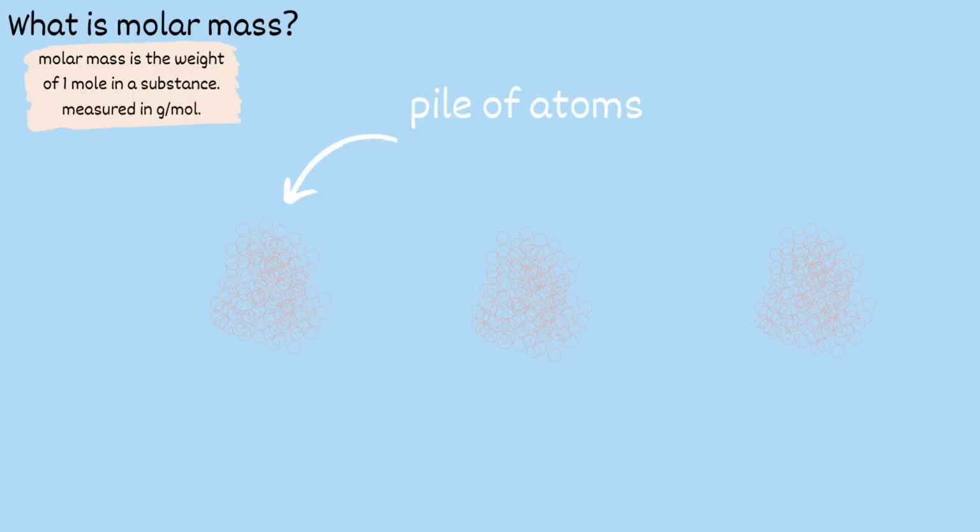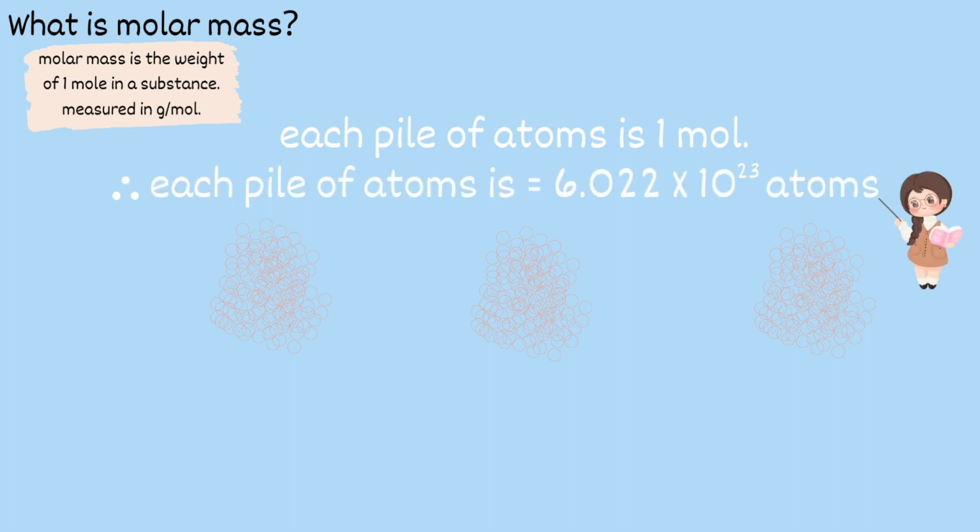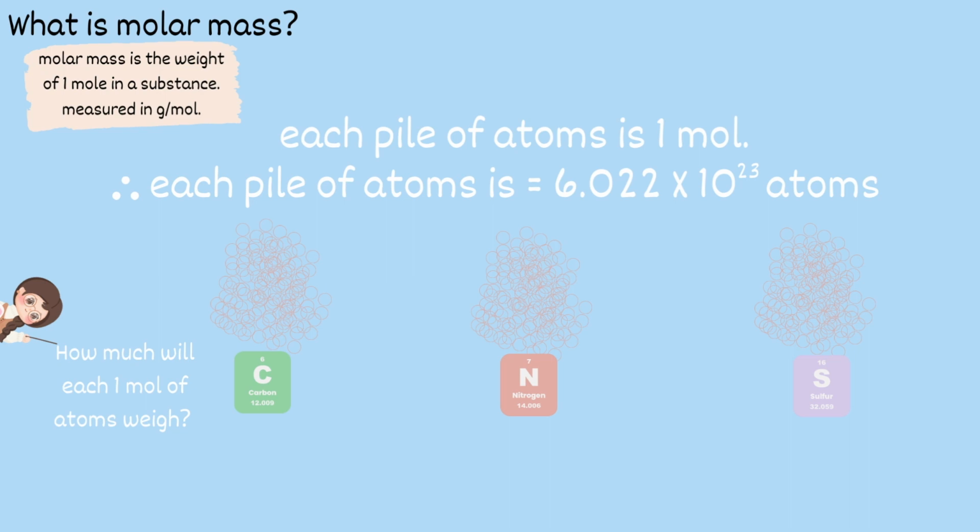Let's say we have 3 piles of atoms. Each pile of atoms is exactly 1 mole. Therefore, we can say each pile of atoms is Avogadro's number, or 6.022 times 10 to the 23rd atoms. Now, let's say the first pile is all carbon atoms, and the second pile is all nitrogen atoms, and the third pile is all sulfur atoms. How much will each 1 mole of atoms weigh? Will there be a difference in the weight of each pile of atoms?